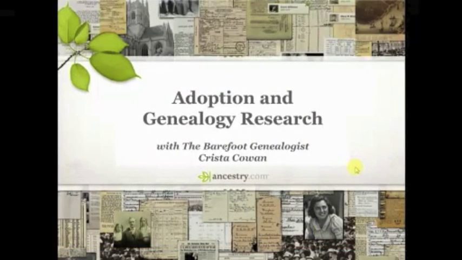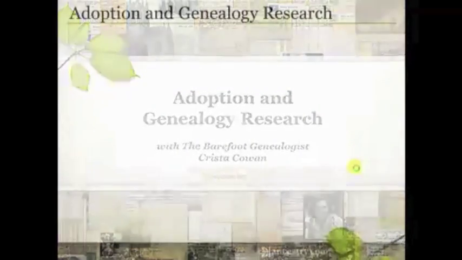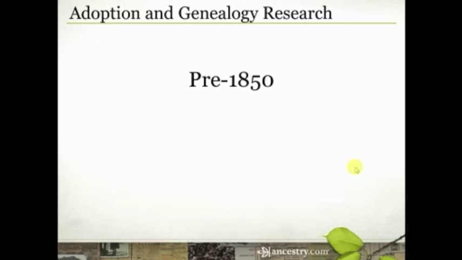So the 3 major time periods that we're going to focus on today as it relates to adoption and genealogy research are going to be pre-1850, and the reason for that is starting around the mid-1800s, there started to be a lot of agencies and organizations and laws formed around adoption. So before that, adoption was a lot more of an informal process, but still not impossible to trace. Then we're going to kind of look at a century period of time there from about 1850 to 1950.